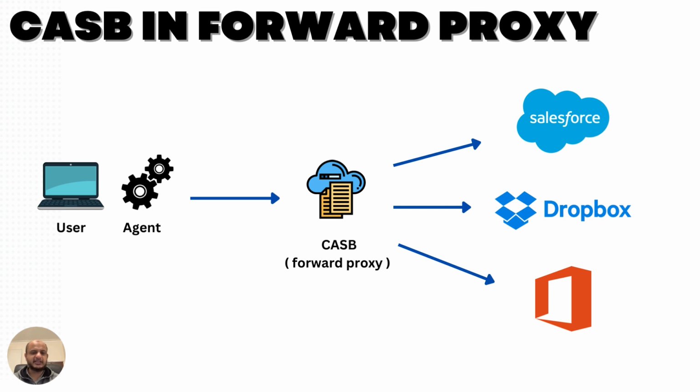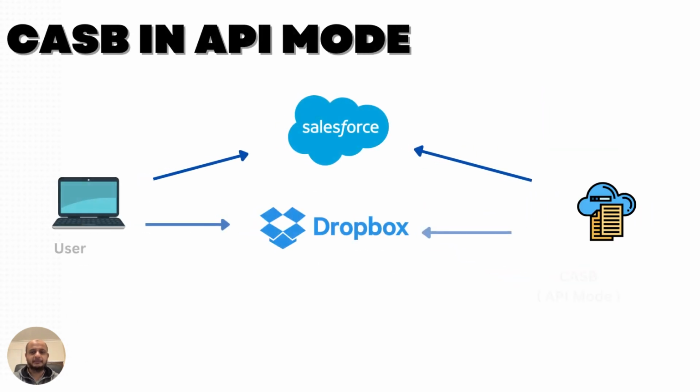So this is the forward proxy. Honestly, I haven't seen that many deployments of a forward proxy. Usually it's reverse proxy or the next one, which is API mode.